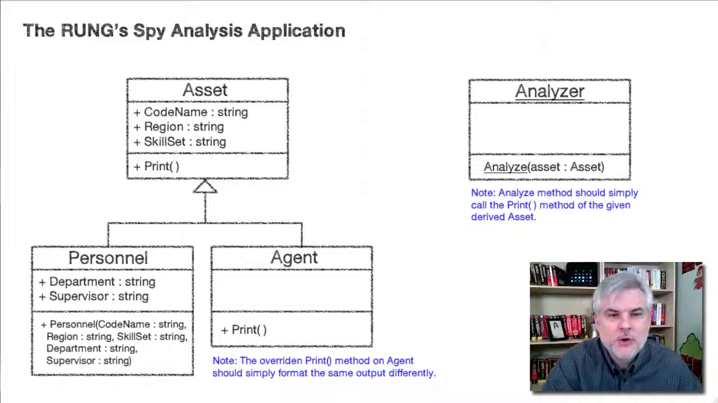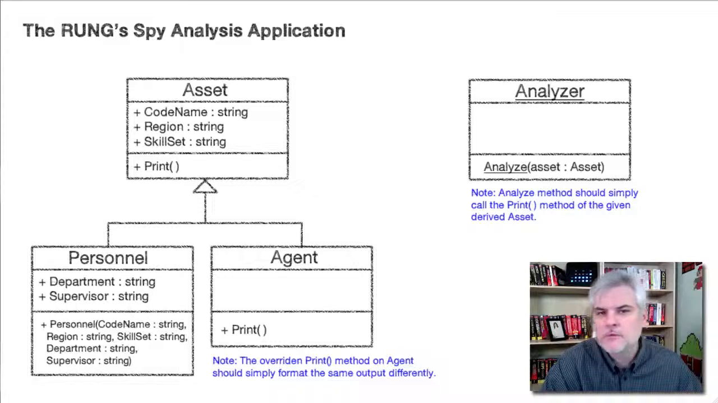Okay, so in today's homework assignment, you still work for the same team with the wrong SPY organization, and they decided to improve on yesterday's design work. And so as you can see, here's the new design for the SPY analysis application. First of all, we have a base class called asset, and you can see that it has 3 public string properties: codename, region, and skill set. And then it also has a public method called print, which just has a base implementation of the print method.